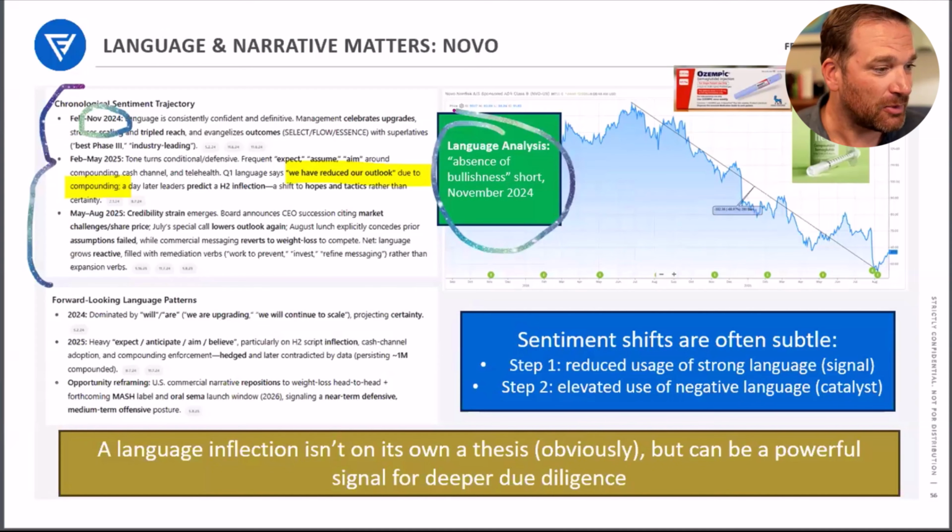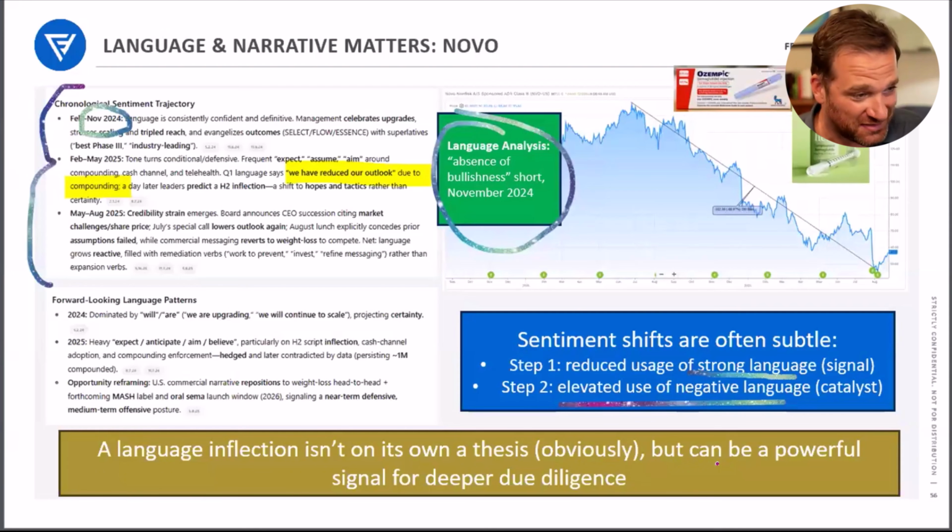After November, there wasn't really an overtly negative tone, but what you had was an absence of bullishness. When a management team goes from pounding the table, everything's great, to using even slightly toned down language, that's an inflection. And often that's an investable inflection. So step one often in this framework is a reduced use of strong language, which is a signal. And your catalyst, the end of the trade, obviously, is when there's elevated use of negative language.